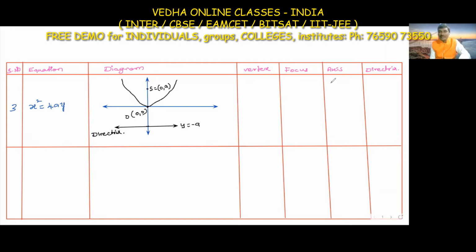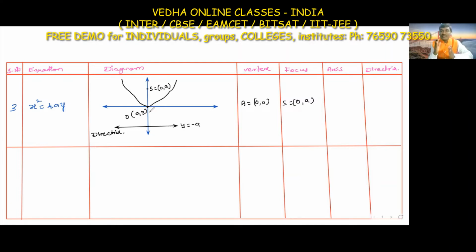And what about the properties? If you write all the properties: what is the vertex here? Vertex is the origin, that is 0 comma 0. Focus S is equals to 0 comma A. And the axis of the parabola: the axis is the y-axis here.